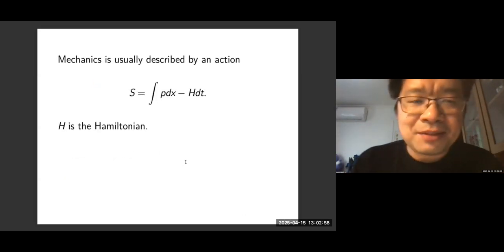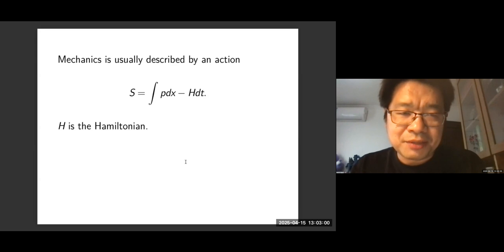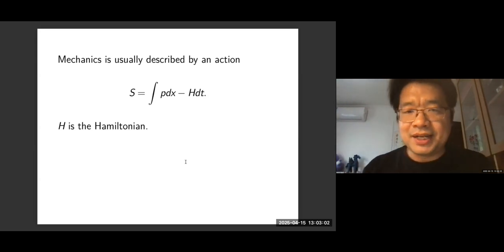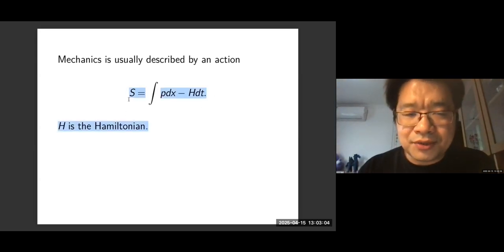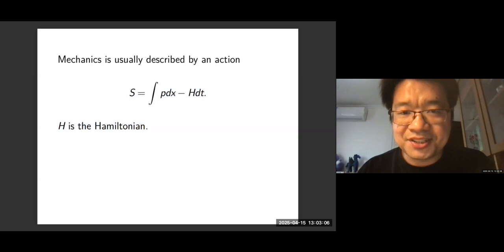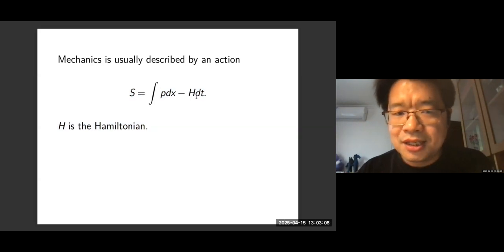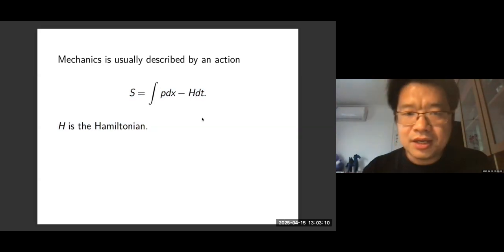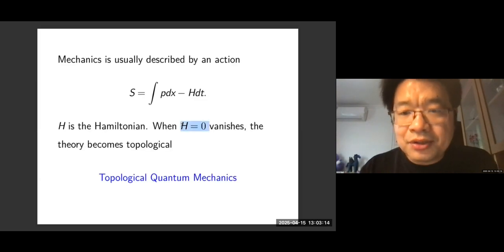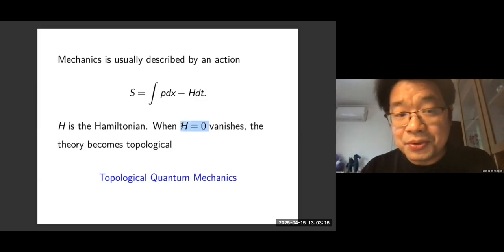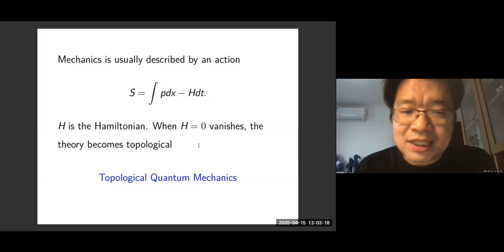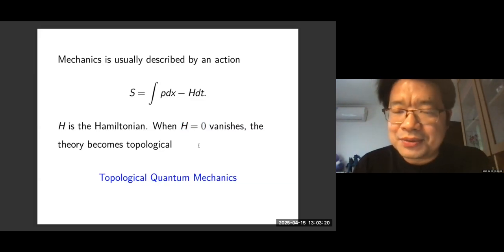Let me start with something very basic. Usually, mechanics is described by an action. This is an action written on the phase space, the standard p dx minus Hamiltonian dt. When the Hamiltonian vanishes, H equals 0, the theory becomes topological. Let's call this one topological quantum mechanics.